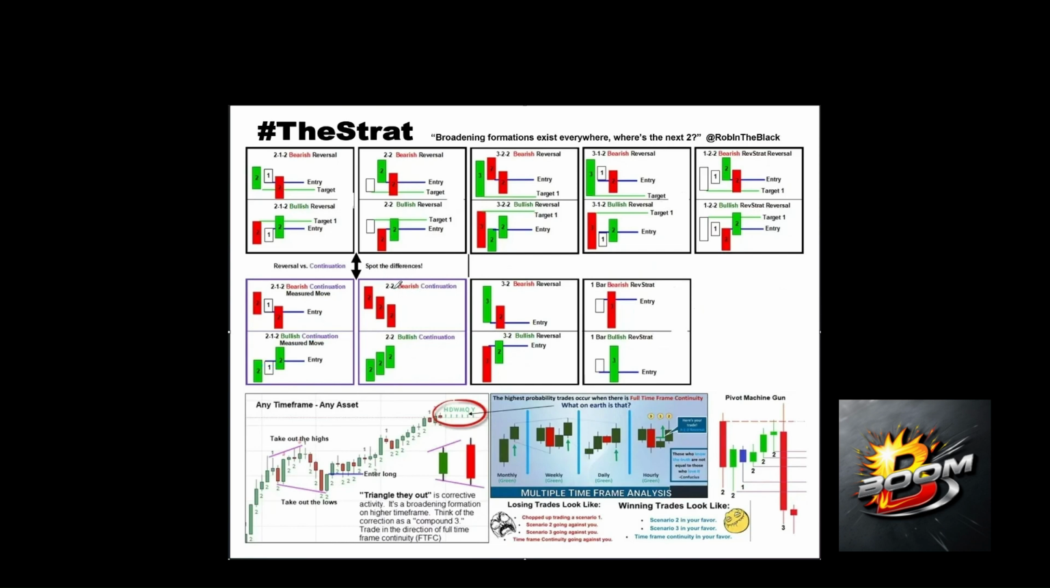And we see this all the time as well. Of course, there's the 2-2 continuations. These are not actionable, but they are directional candles. So, if you're in a bearish position, you're in a short, this is exactly what you want to see.